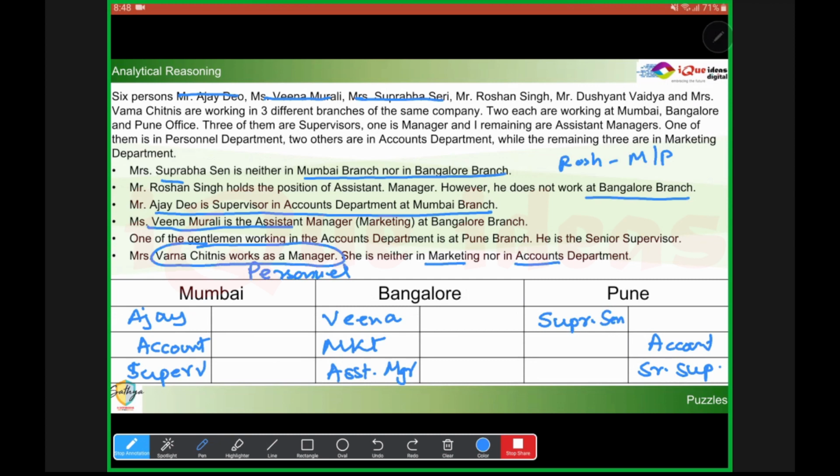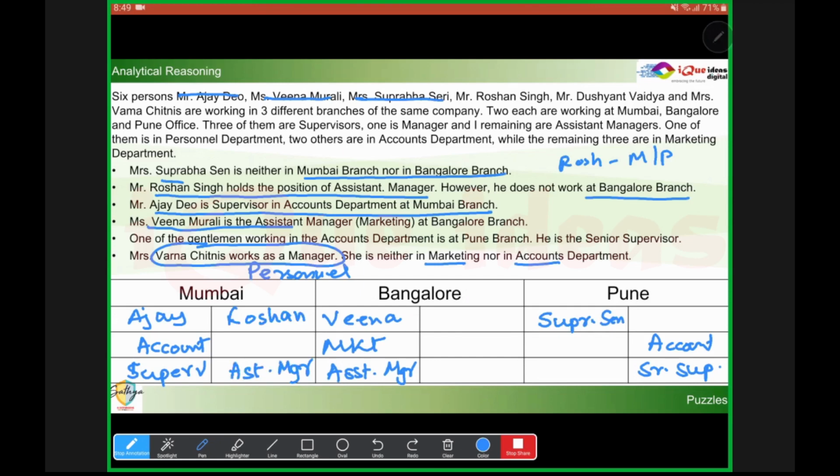So now I have got my limited amount of information. What I can put? I have got one information which I could not put, but now I can. Look at this. It says Roshan Singh is assistant manager, not in Bangalore. So Roshan Singh could be Mumbai or Pune. But the Pune person is already a senior supervisor. That means Roshan Singh has to be in Mumbai. Roshan Singh has to be an assistant manager.